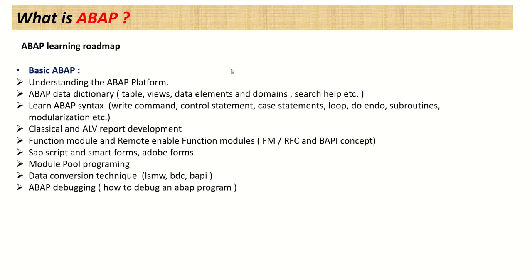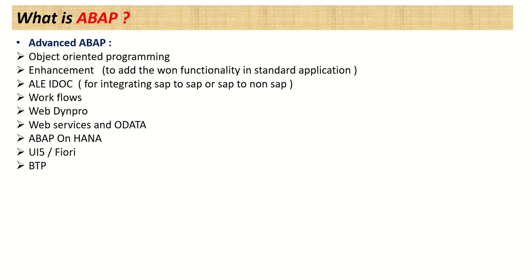Once we have some expertise in the basic ABAP area, then we can move on to the advanced topics. In the advanced part, we can learn OOPS, that is object-oriented programming. We can learn the enhancement, which I explained. Then we have to learn ALE, IDocs, workflows, web dynpro, web services, OData, and nowadays it is very common to have ABAP on HANA, UI5, Fiori, BTP.